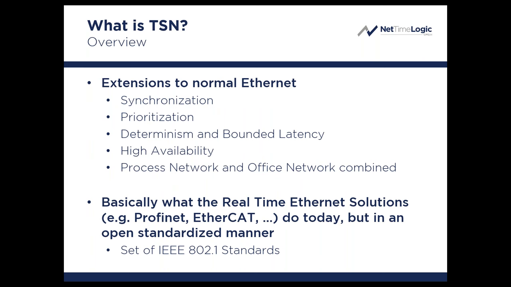It's an extension to normal Ethernet, which is basically the same as the other real-time Ethernet solutions that we have, like Profinet and EtherCAT and all those that we heard before. So what you need for deterministic Ethernet is basically synchronization, prioritization, determinism, and bounded latency. You need to know how long a packet takes through your network. High availability is also a key thing if you have, for example, medical devices or are in the airspace area or something like that.